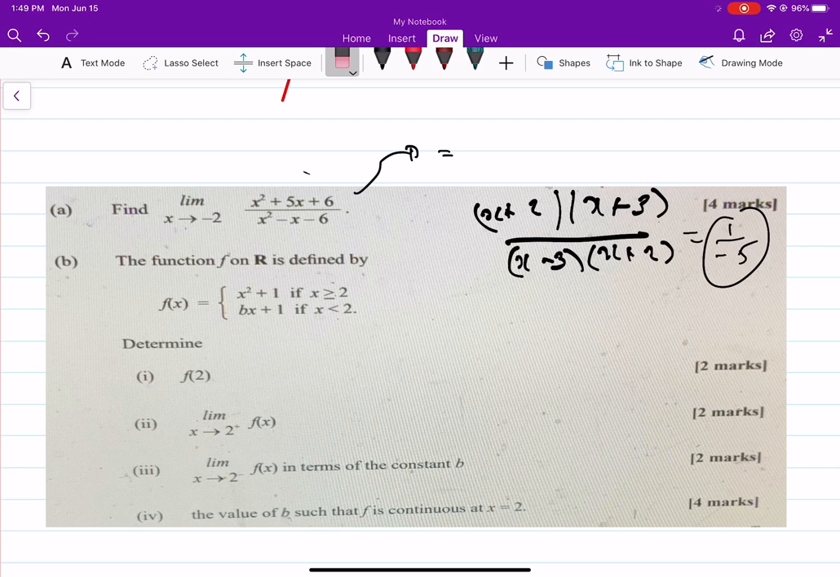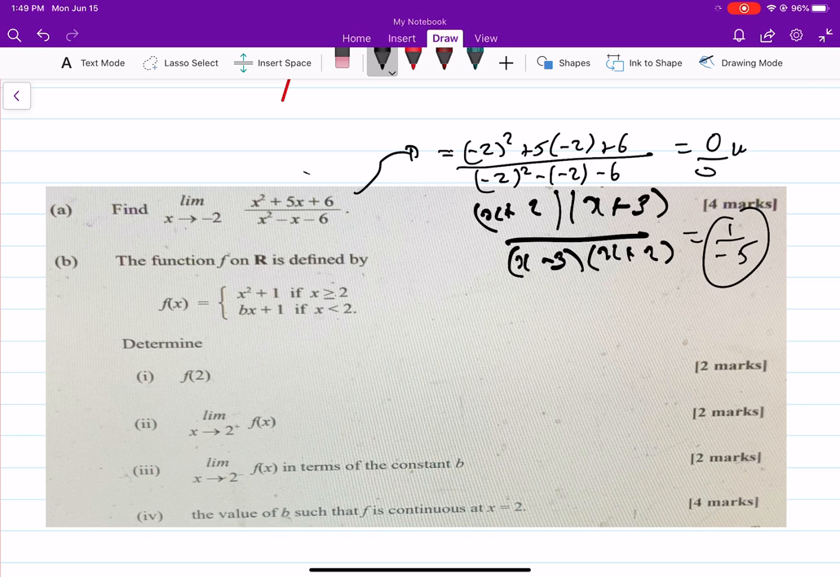This is equal to minus 2 squared plus 5 times minus 2 plus 6 all over minus 2 squared minus minus 2 minus 6. Okay, on top I have 4 and 6, 10 minus 10, that's 0. On the bottom I have 4 and 2 is 6 minus 6 is 0, undefined. Everybody knows what you do at this stage. You factorize, and I kind of factorized it beforehand.